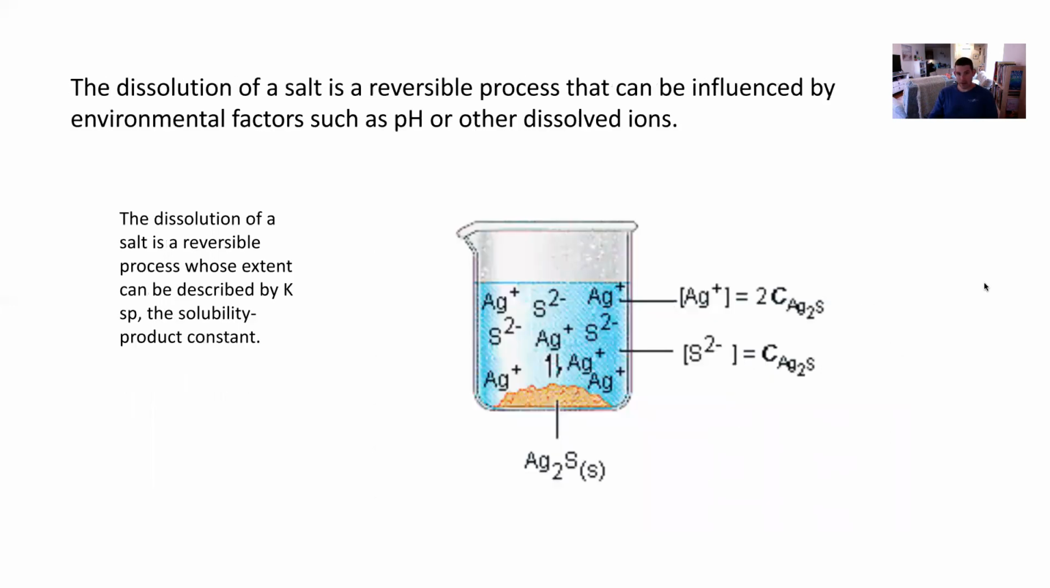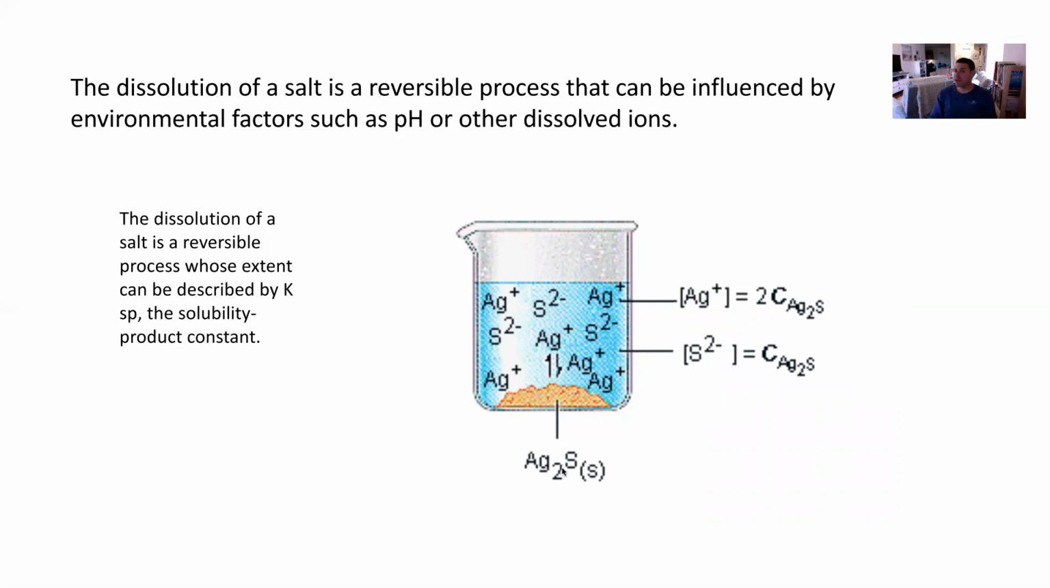All right. So now our salts have a certain solubility. The dissolution of a salt is a reversible process. It can be influenced by environmental factors such as pH or other dissolved ions. So we call the K value, the equilibrium constant, the KSP, the solubility product constant. So here we're looking at silver 1 sulfide.